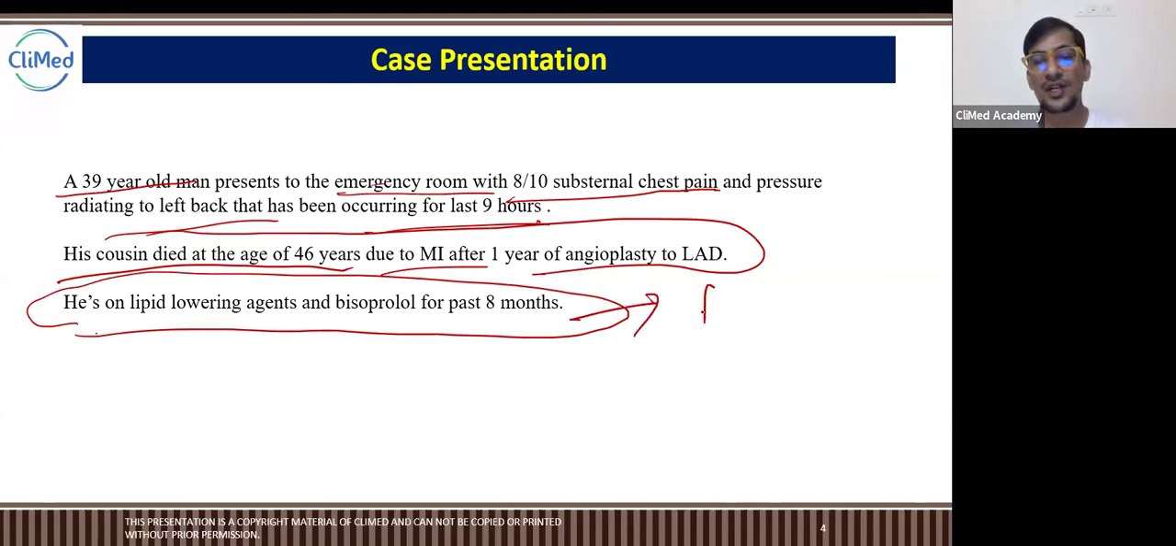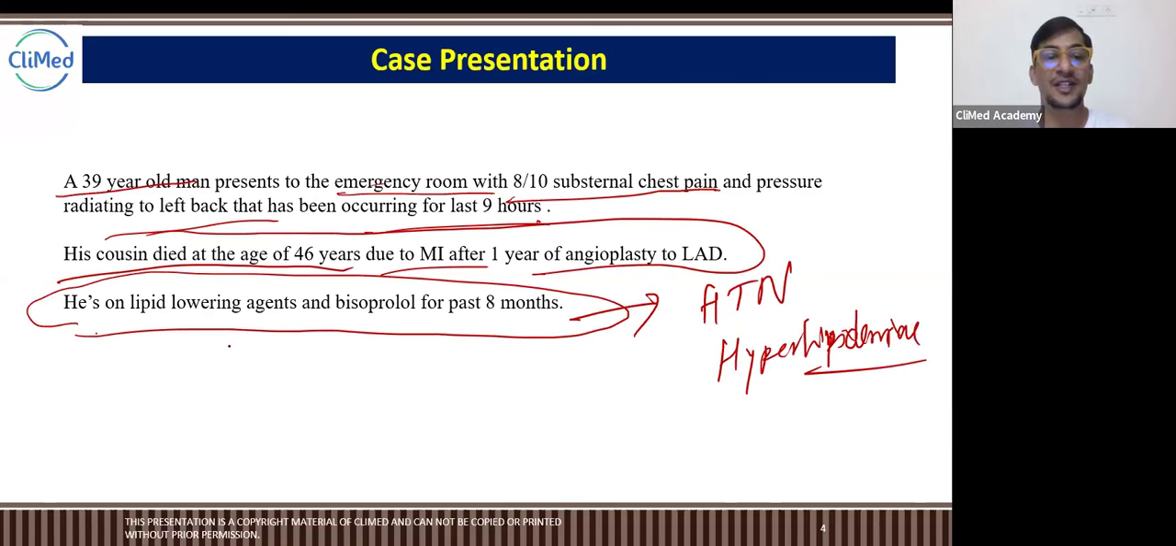I'll not ask you, I'll write that the patient is hypertensive, and the patient also had hyperlipidemia, because he is taking lipid lowering agents, and bisoprolol he is taking for hypertension. He has a family history of MI. His cousin means the first relation blood. Okay, first relation blood. Yeah, dobutamine stress echo.